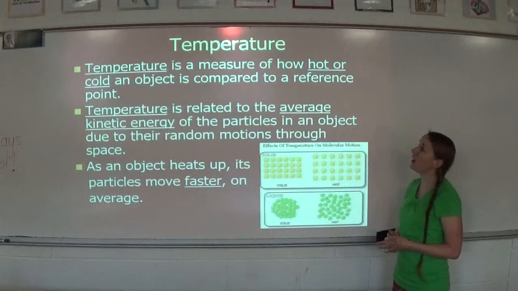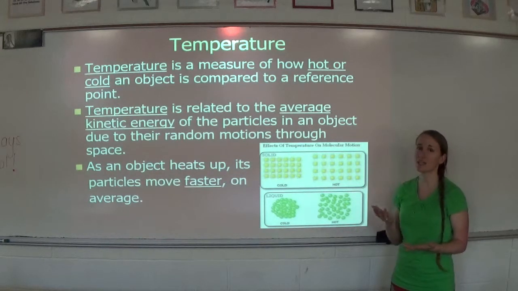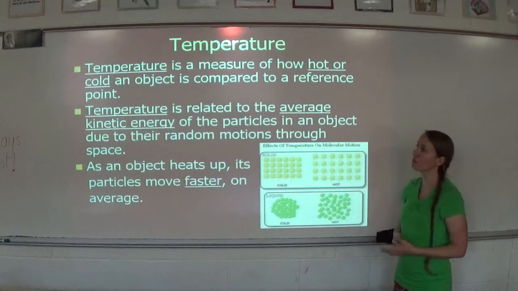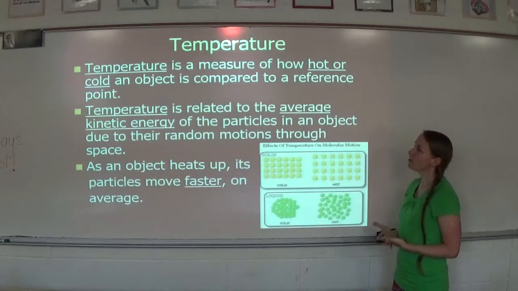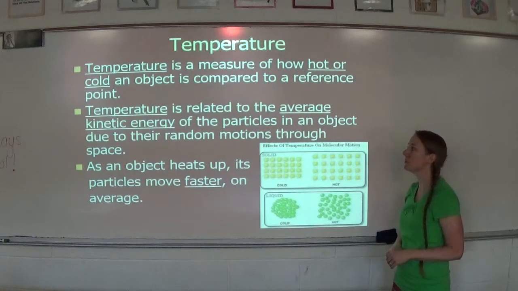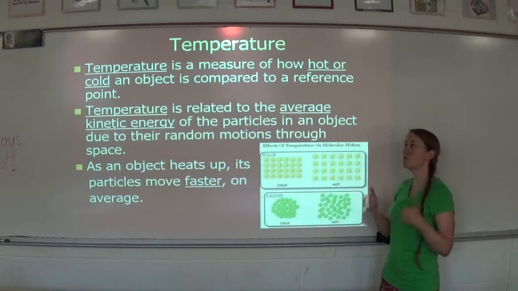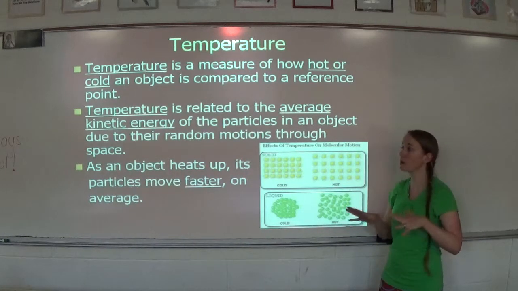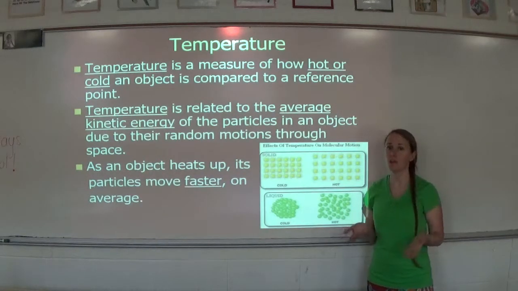Temperature is a measure of how hot or cold an object is compared to a reference point. The actual definition for temperature is the average kinetic energy of the particles, but our physical science book goes into a super basic definition, what I like to call an elementary definition. So temperature is related to the average kinetic energy of the particles in an object due to their random motions through space. Remember, we talked about the faster the particles move, the higher the temperature. The slower the particles move, the lower the temperature. As an object heats up, its particles move faster on average.